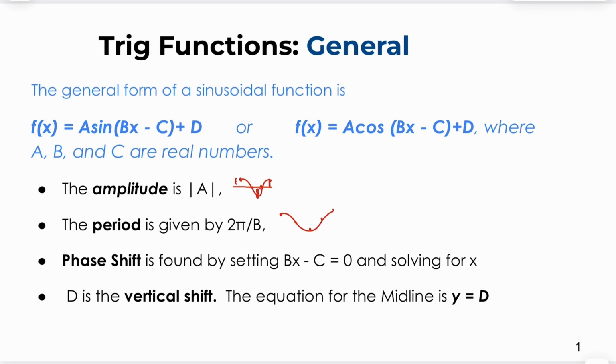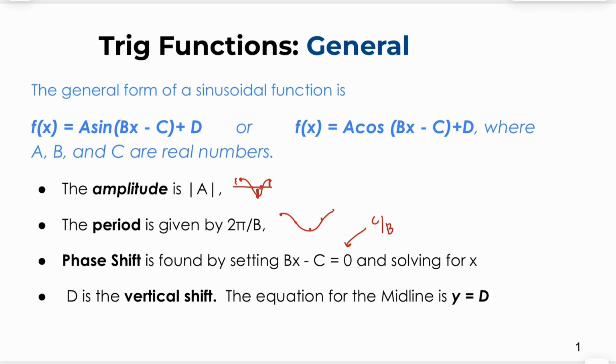Then we have our phase shift, which moves it left to right. You can set bx minus c equal to 0 and solve that for x to figure out what the phase shift is. Or if you identify the pieces at the beginning of the problem, you can also just remember that it is c over b.